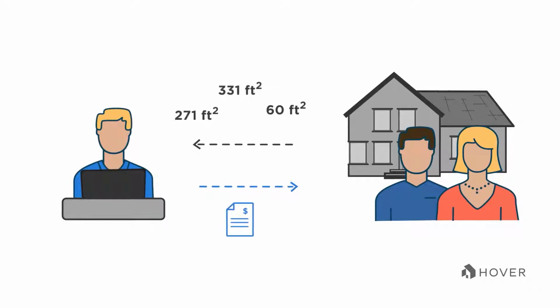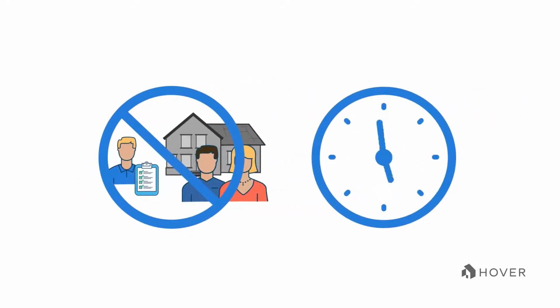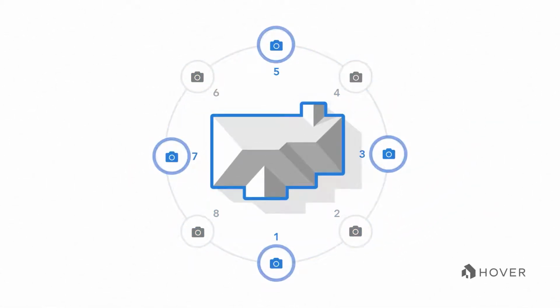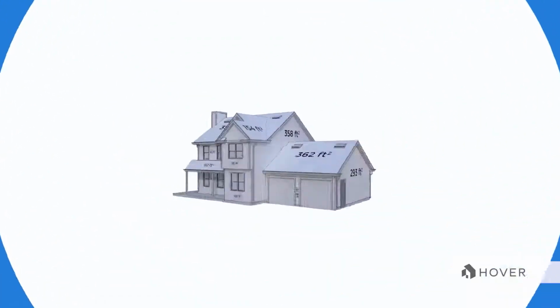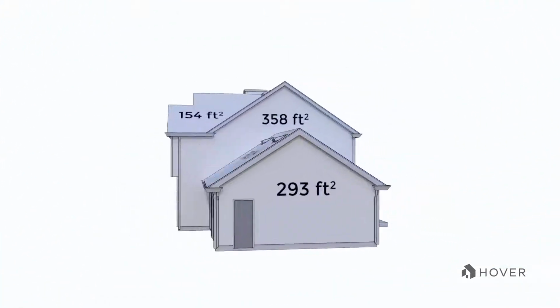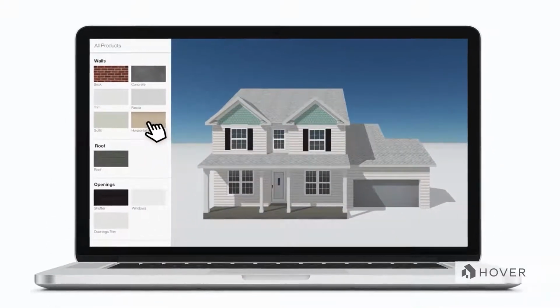With Hover, your contractor can virtually inspect your property, eliminating the need to send a sales representative on site and speeding up the process. All you have to do is take a few photos of your property with the app. Your contractor will then receive all the exterior measurements they need to generate your estimate, and you'll receive an interactive 3D model of your property, which you can use to discover new materials and colors.